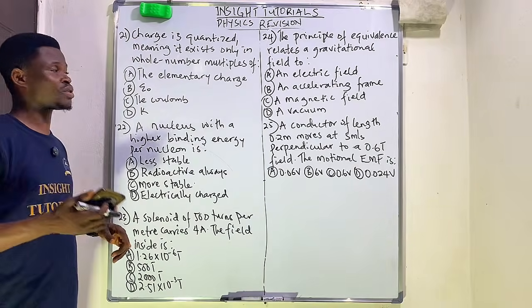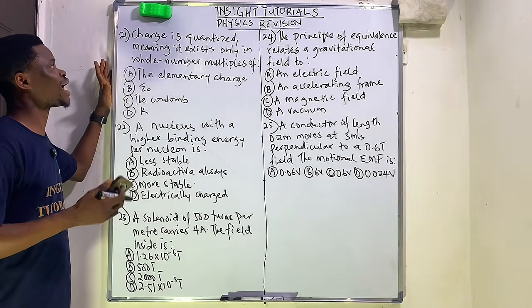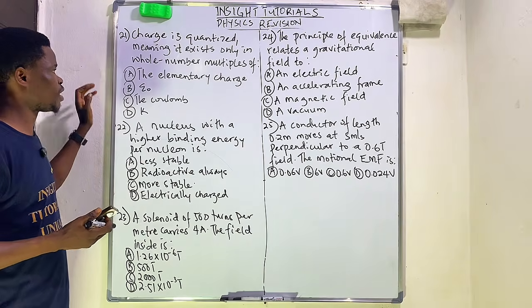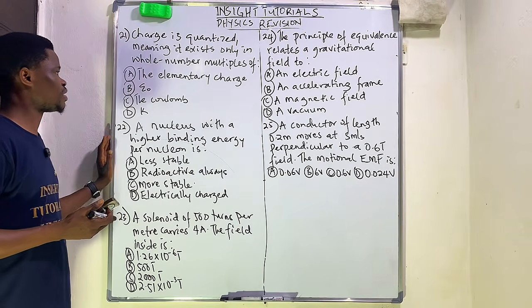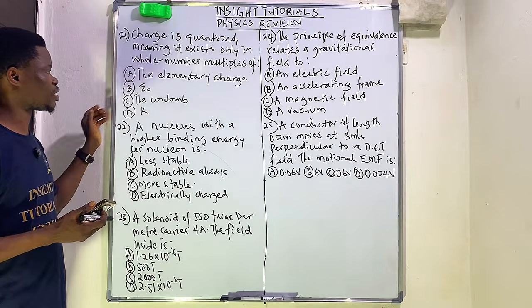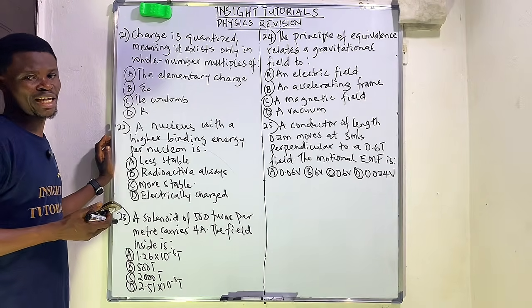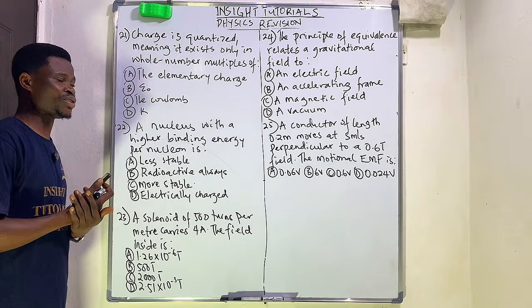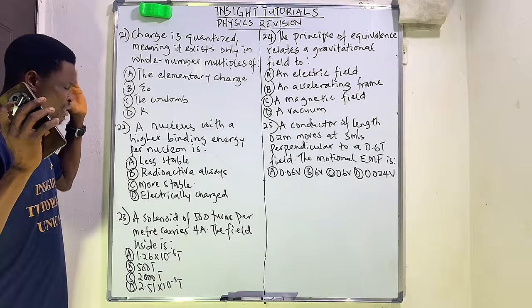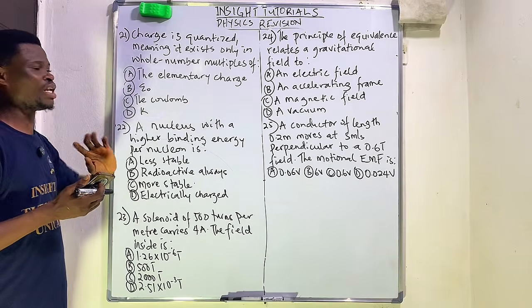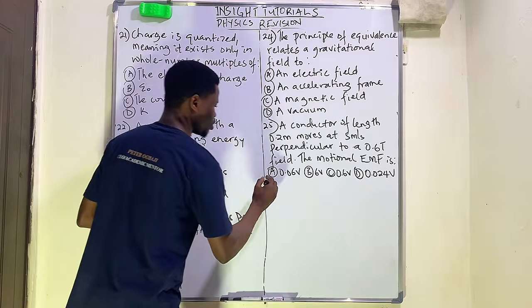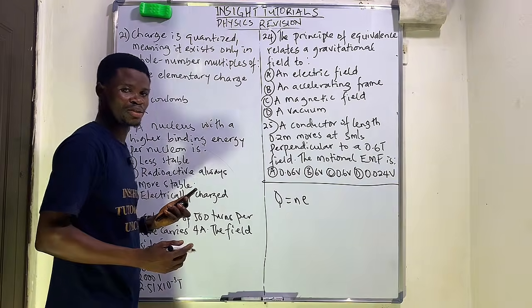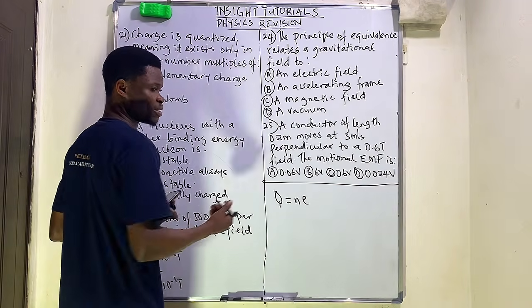Question 21 says that charge is quantized, meaning it exists only in whole number multiples of: A says the elementary charge, B says the permittivity of free space, C says the Coulomb, and D says just K. Now, anytime anything has to do with quantization of charge, it's actually a whole number multiple of the elementary charge. When you're talking about the quantity of charge, it equals an integer times the elementary charge. This is the formula that relates this particular equation.